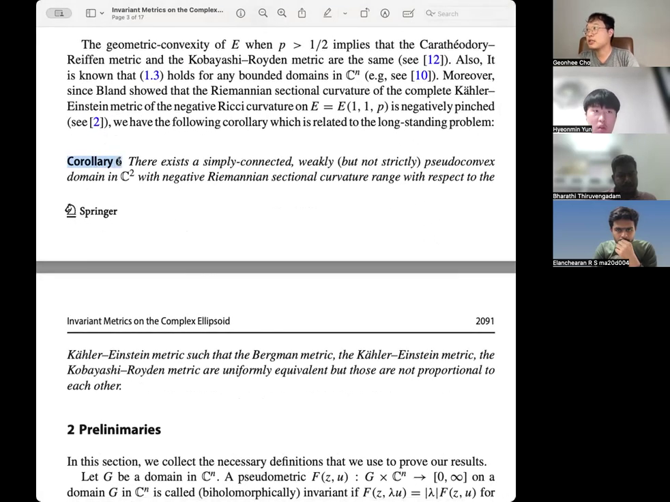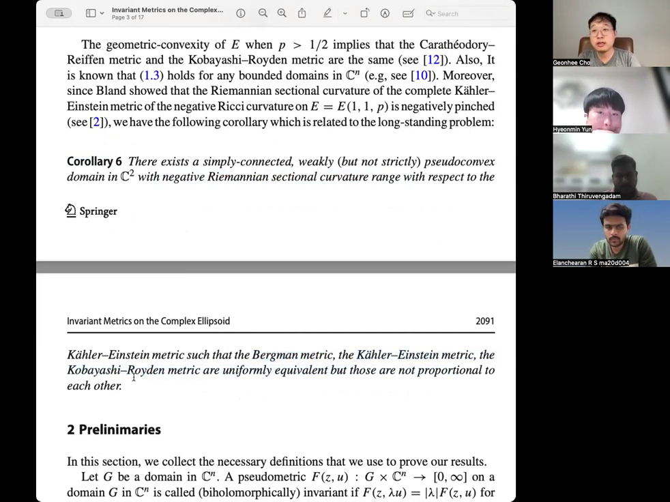This corollary, this consequence: there exists a simply connected, weakly but not strictly pseudoconvex domain in C^2 with Riemannian sectional curvature negatively pinched with respect to the Kähler-Einstein metric. But still, the invariant metrics are all equivalent. And by the way, it only lists three invariant metrics: Bergman, Kähler-Einstein, and Kobayashi-Royden.